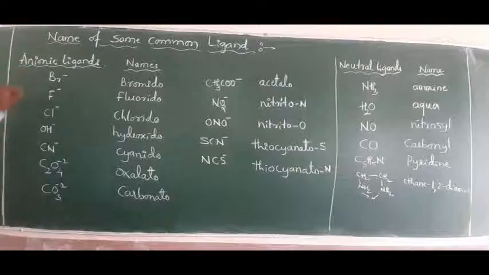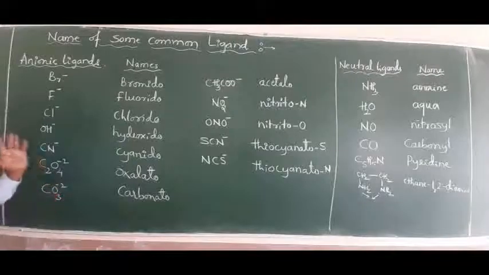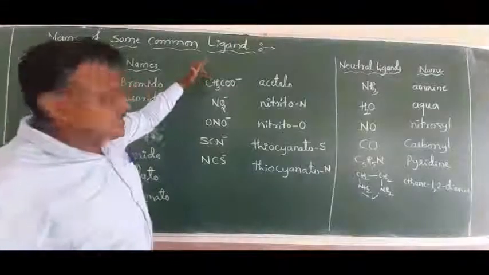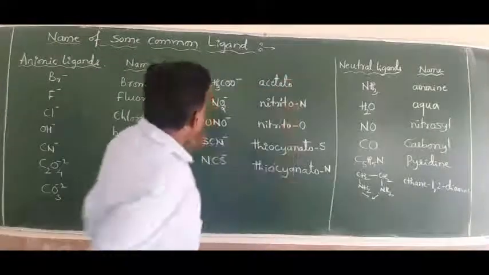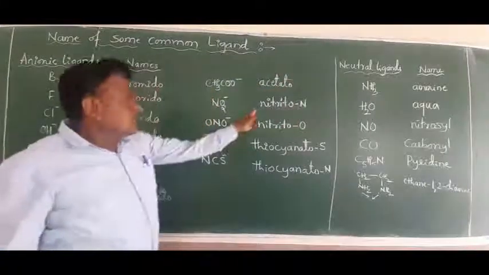Keep the charges in mind: Br is minus 1, F is minus 1, Cl is minus 1, OH is minus 1, cyanide is minus 1, oxalate is minus 2, and carbonate is also minus 2. Similarly, acetate, CH3COO minus, is named acetato, and NO3 minus is nitrato.